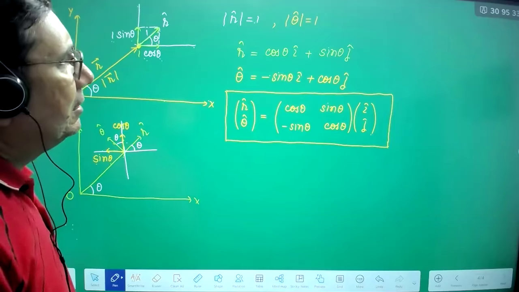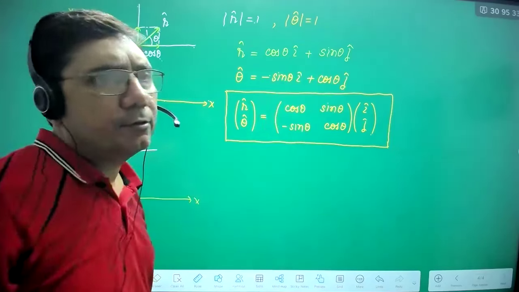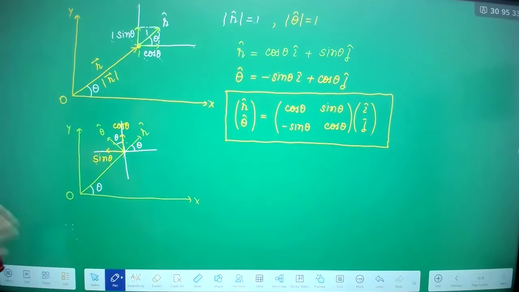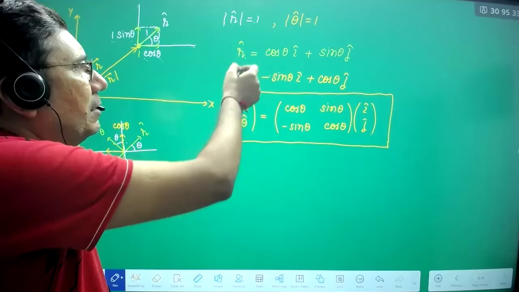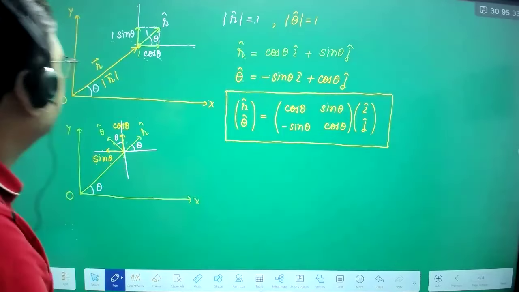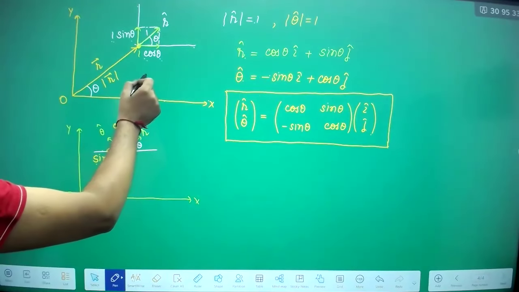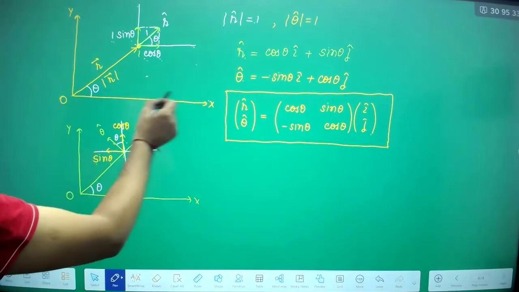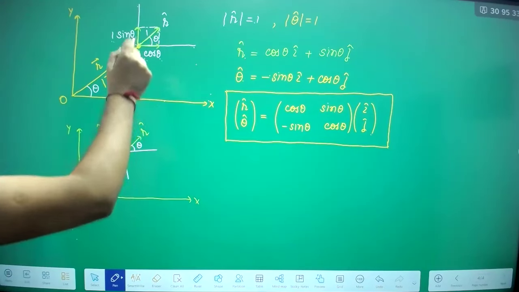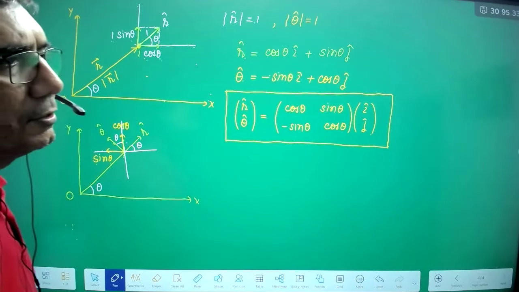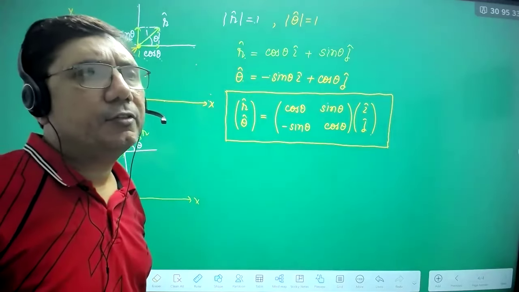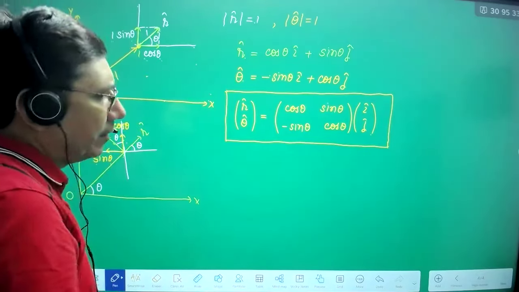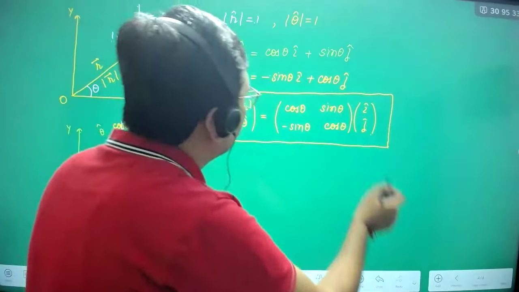now remember this i cap and j cap, they are constant vectors. But this r cap and theta cap, they are variables. Okay? They are variables. So r cap can be in this direction, r cap can be in this direction. Correspondingly, theta cap is also going to change. Theta cap will also correspondingly change.